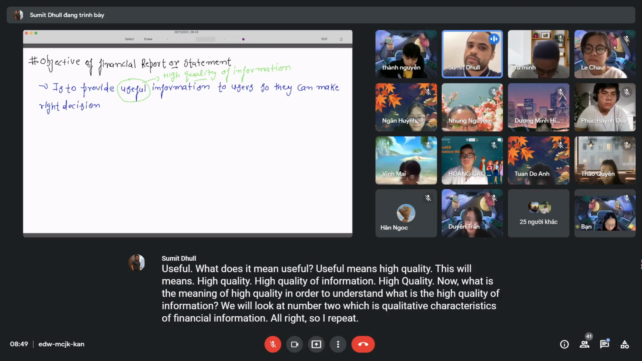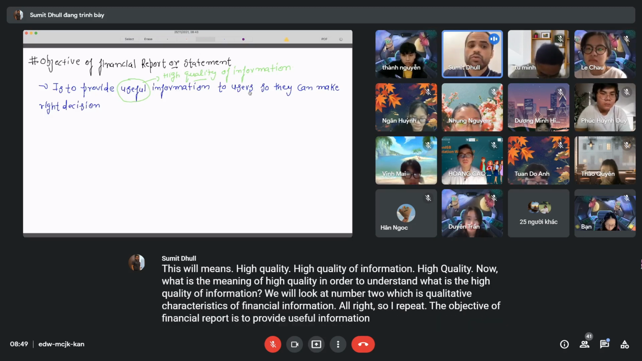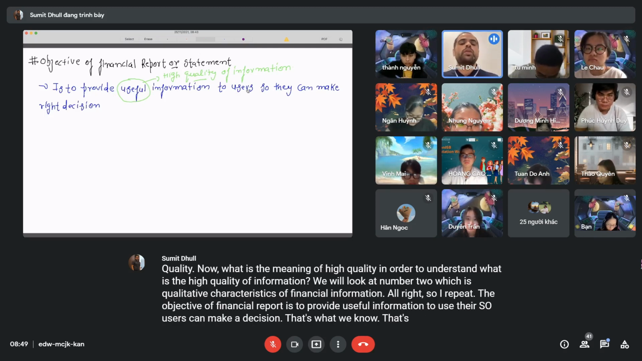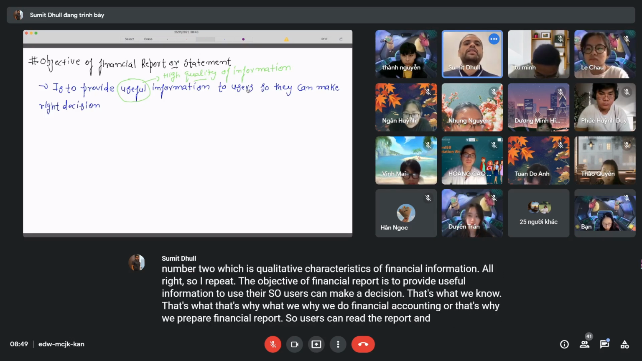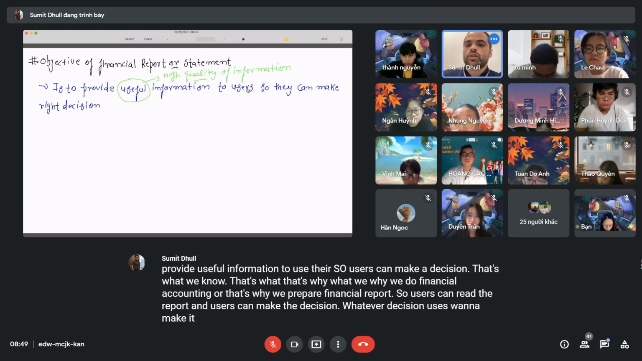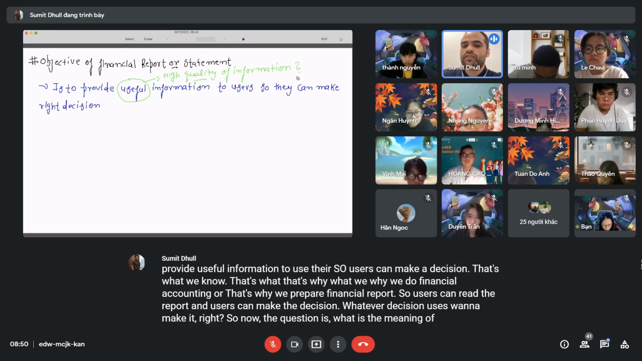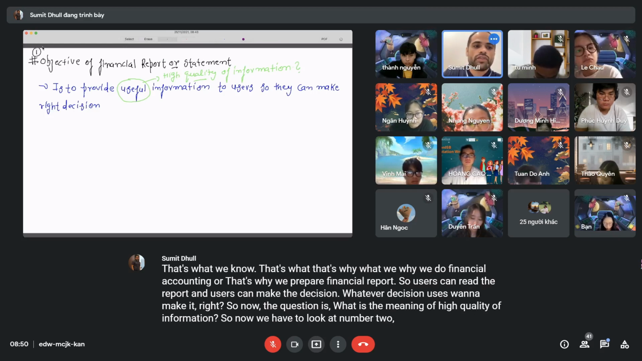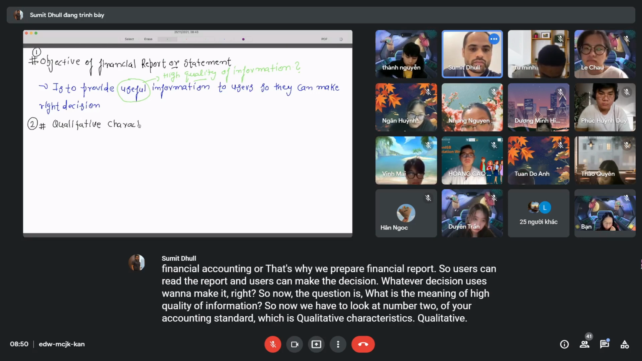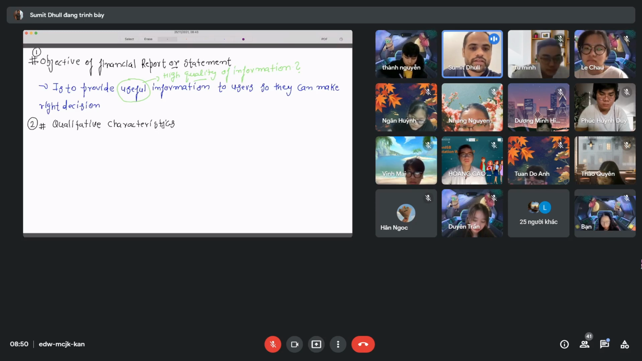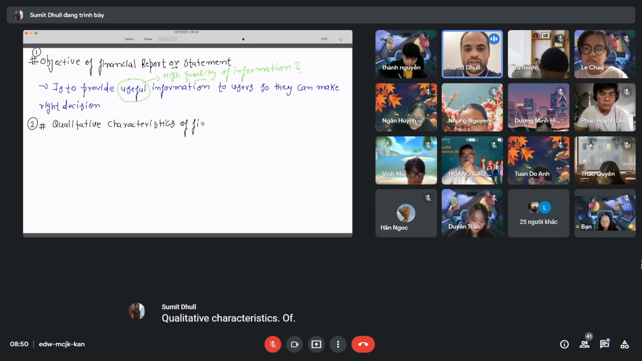So I repeat, the objective of financial report is to provide useful information to users so users can make a decision. That's what we know. That's why we do financial accounting, or that's why we prepare financial report. So users can read the report and users can make the decision, whatever decision users want to make. All right. So now the question is, what is the meaning of high quality of information? So now we have to look at number 2 of your accounting standard, which is qualitative characteristics of financial information.